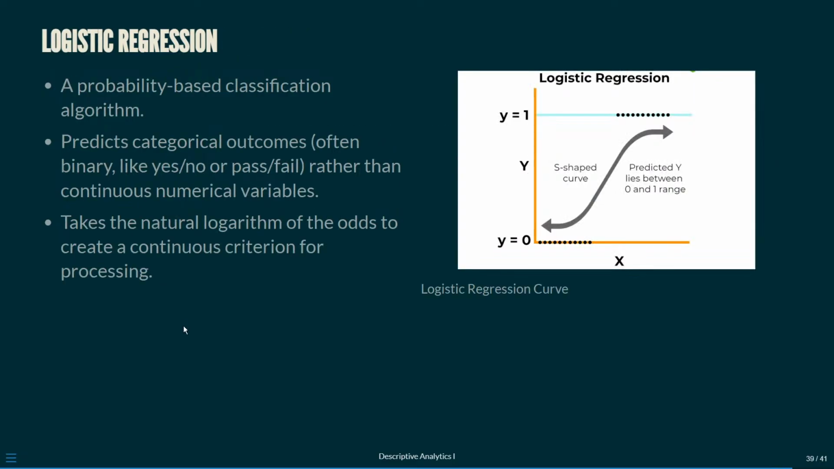We also have another form of regression, namely logistic regression, which is a probability-based classification algorithm. This deviates from the usual regression stereotype where we're actually getting a value. This time, it is mainly used as a classifier, where zero is one class and one is the other class, as shown here. This predicts categorical outcomes, often binary, like yes or no, pass or fail, rather than continuous numerical variables. And this takes the natural logarithm of the odds to create a continuous criterion for processing.